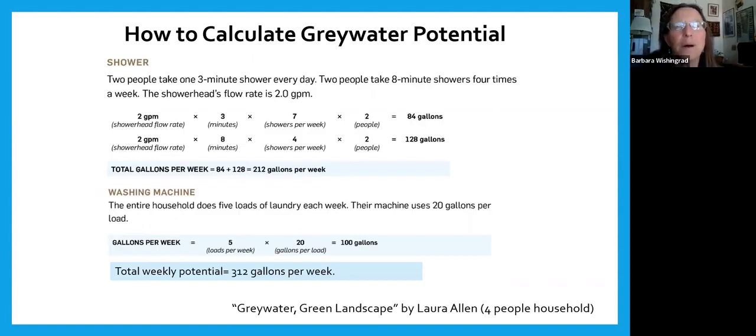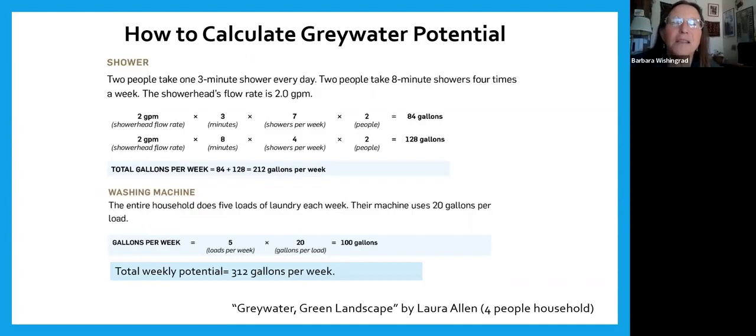But anyway, you just figure out the flow rate by what the minutes of the shower are, how many per week, how many people, and then you get the amount of gallons. So in this particular example, there's 212 gallons per week. And for the washing machine, they have a machine that uses 20 gallons per load, and they do 5 loads a week. So that's 100 gallons. So what you have is 312 gallons per week of gray water that is available.